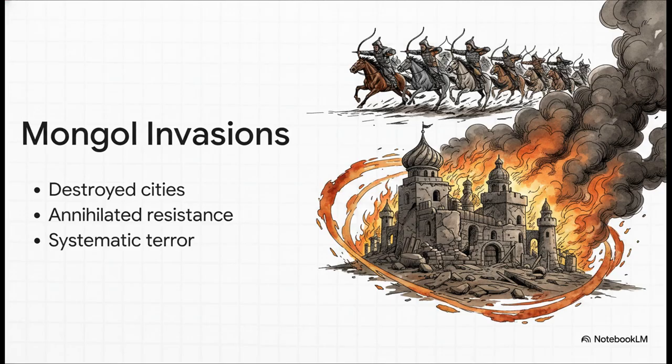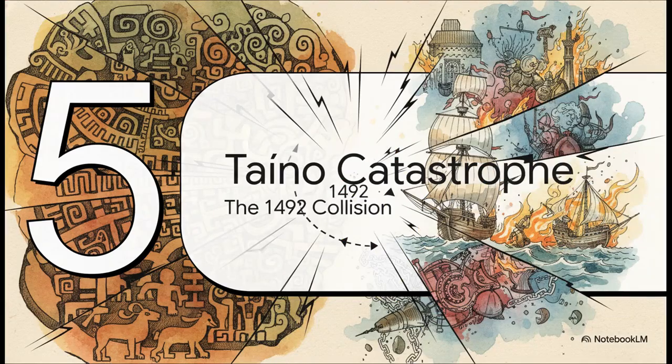But here is the absolutely key distinction we have to make. This was not racial genocide. The Mongols used systematic exterminatory warfare and terror as a cold, calculated military strategy. The message was brutally simple. Resist us, and your city ceases to exist. Which brings us to Section 5, the Taino Catastrophe, the 1492 collision.